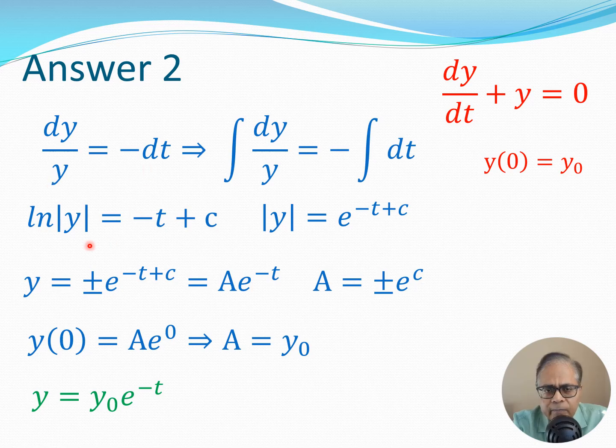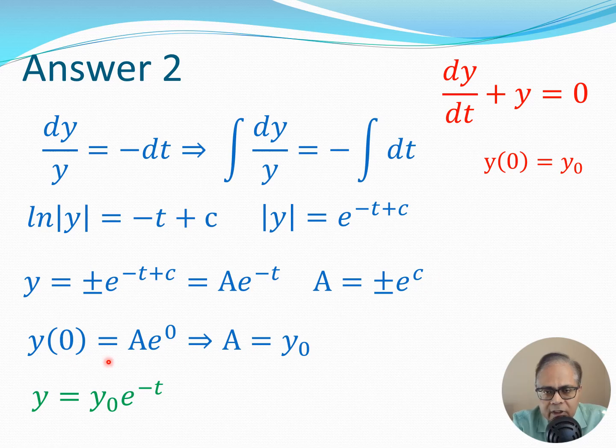You integrate both sides of this equation, you get log absolute value y is minus t plus c, and so you get absolute value of y is e to the power minus t plus c, and you can write the solution as y is plus minus e to the power minus t plus c, which is a e^(-t), where a is defined as plus minus e to the power c.